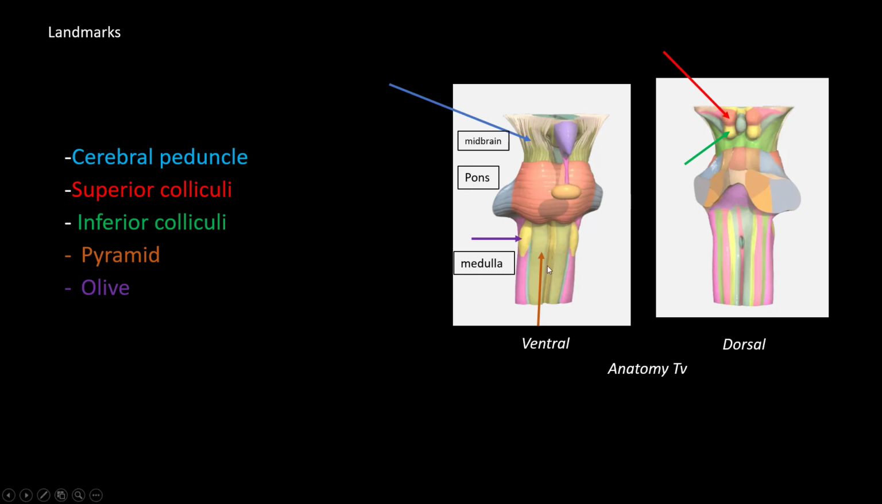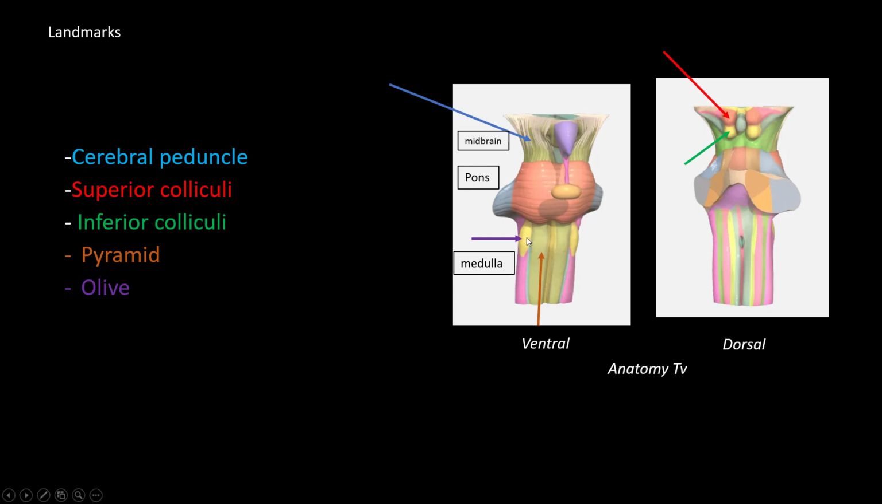On the ventral aspect, you'll also see pyramids, which are located on the medial aspect of the medulla. The pyramids are elevations that are caused by the decussation of corticospinal tracts. We'll go into a lot more detail about the corticospinal tract when we are doing the motor pathways.